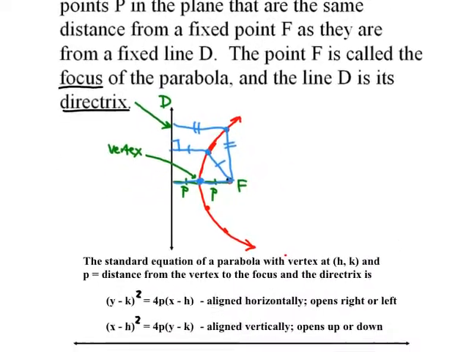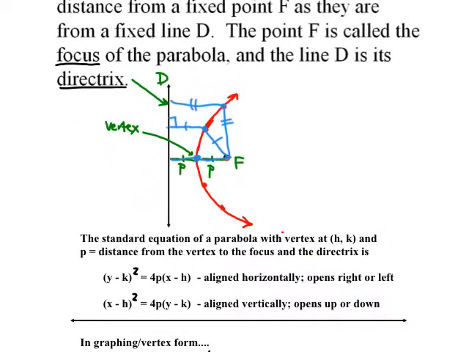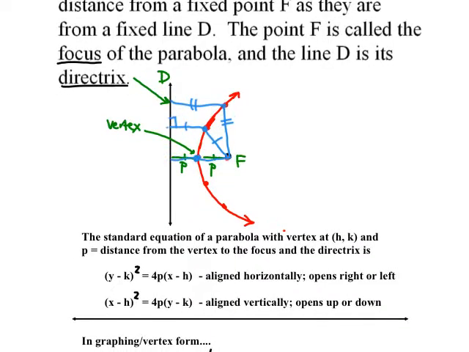All right, let's look a little bit more here. So these are those equations I showed you before. But the standard equation of a parabola with vertex at (h, k), so we know the coordinates of this vertex, and p is the distance from the vertex to the focus and the directrix. So these two, this variable p and the variables h, k, go into the equation.